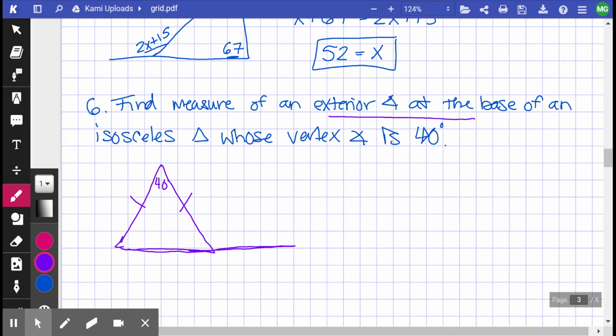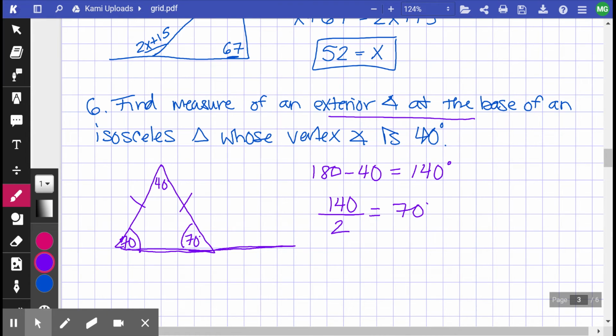All right, so what we would do here is I would take 180 degrees, because I know that's in the triangle, and subtract my 40. So now I have 140 degrees left for these two base angles. So now I'm going to take 140 and divide that by 2, because I know that these two angles of my isosceles triangle must be the same. So that gives me 70 degrees.